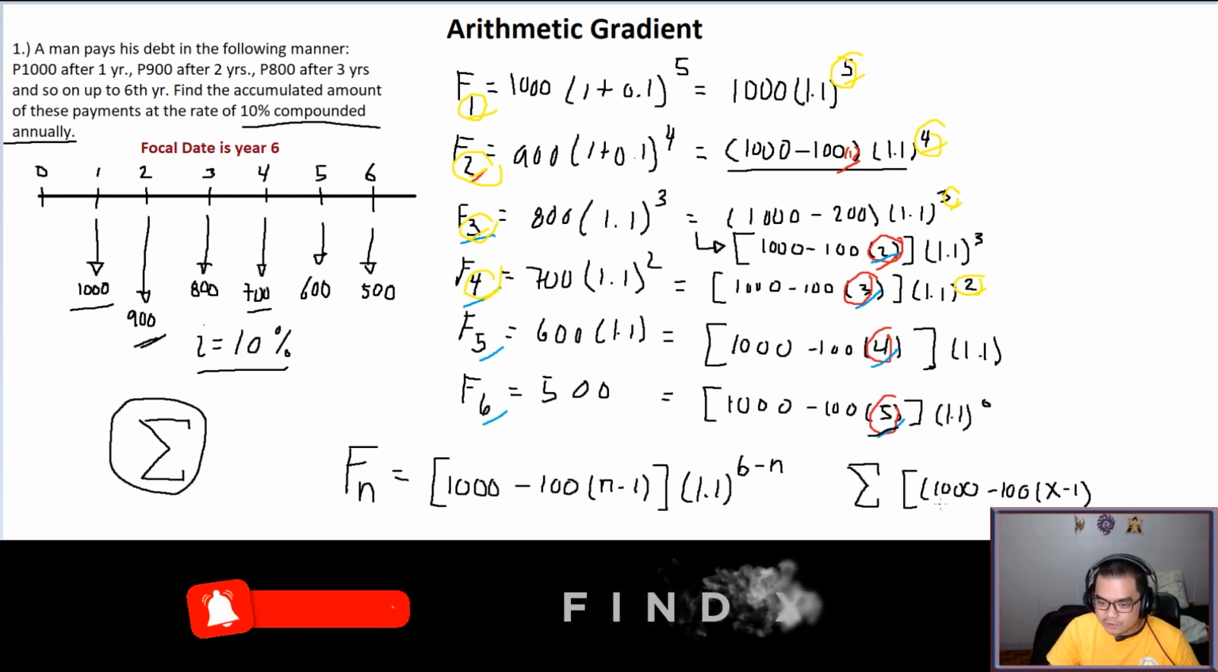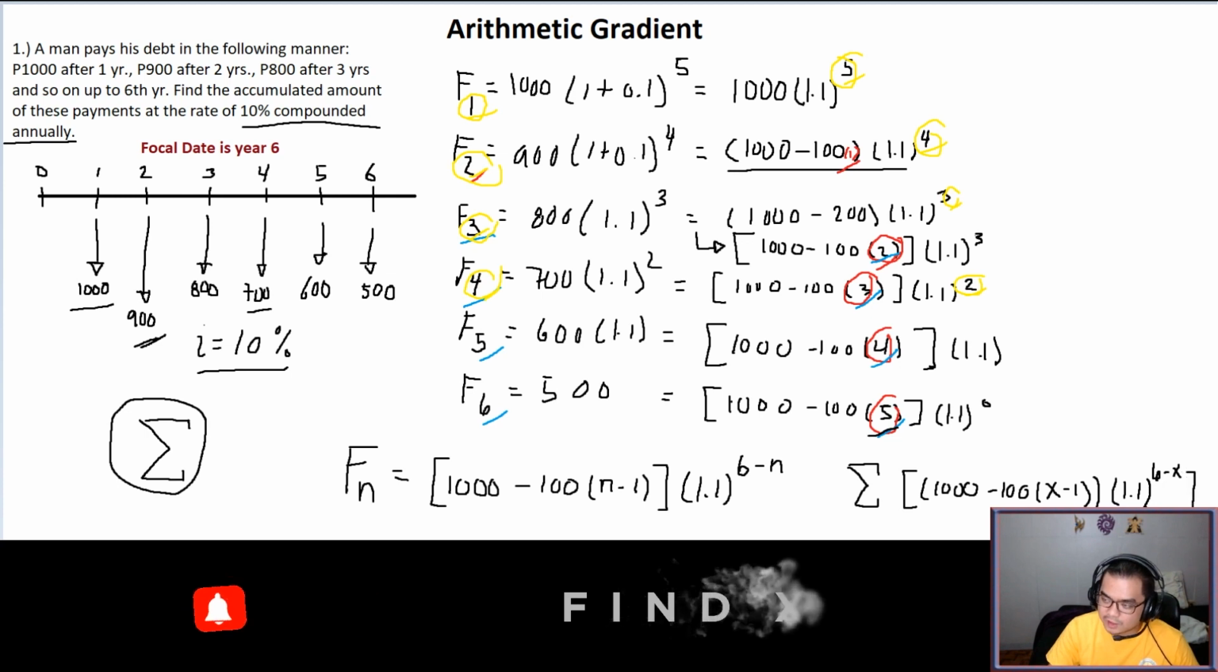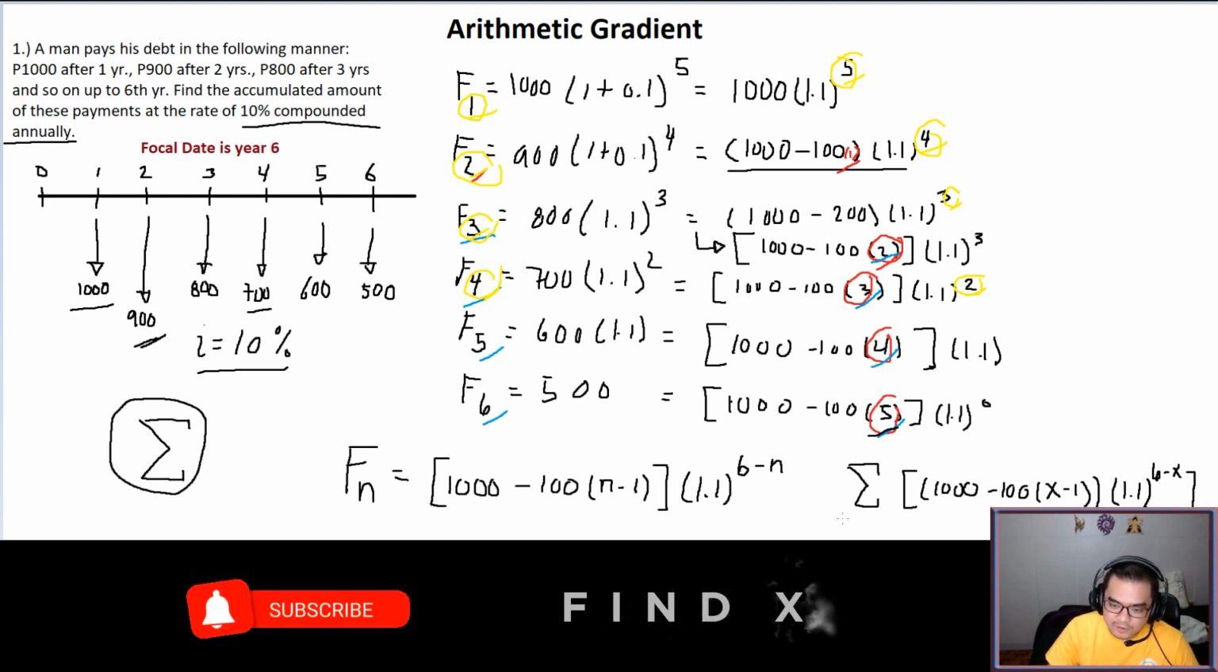Okay, so you have here two parentheses, so we have to make another parenthesis, and then times 1.1 raised to 6 minus x, and then close it again. So then you will see here x equal, and then another box here on the top of the summation symbol.